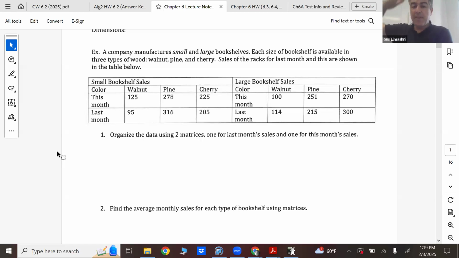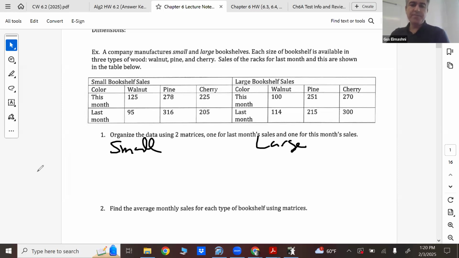And we have sales for this month and last month. Okay. So instead of just giving you all the information in paragraph form, let's organize it in a table. However, if we want to do some math with that, let's put it in a matrix. So here's how I'm going to do it. I'm going to make one for the small bookshelves. I'm going to make one for the large bookshelves.